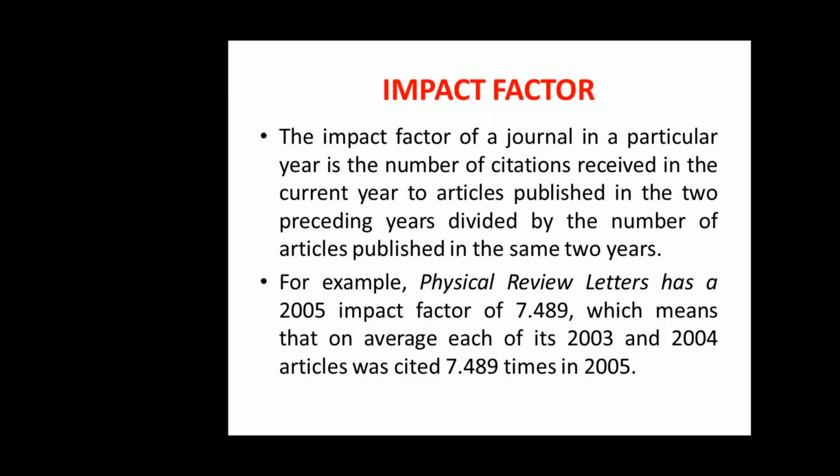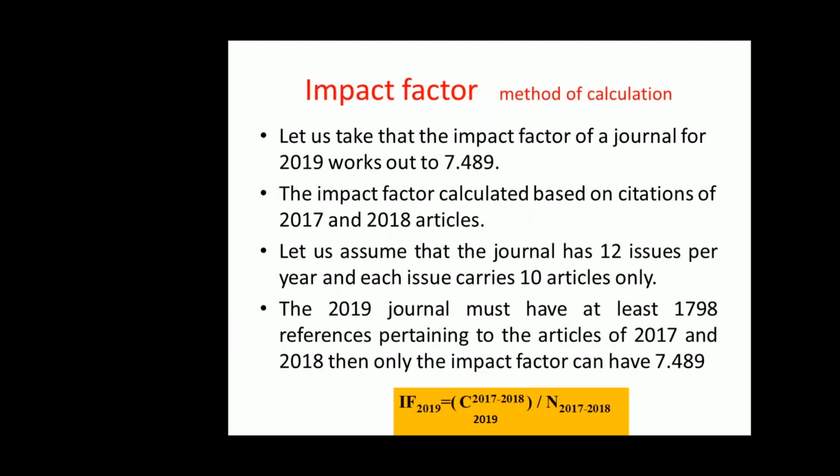Let us go a little bit in depth on this. We are seeing the method of calculation of impact factor. Let us take that the impact factor of a journal for 2019 works out to 7.489, as an assumption. The impact factor is calculated based on the citations of 2017 and 2018 articles. Let us assume that the journal has 12 issues per year and each issue carries 10 articles only.